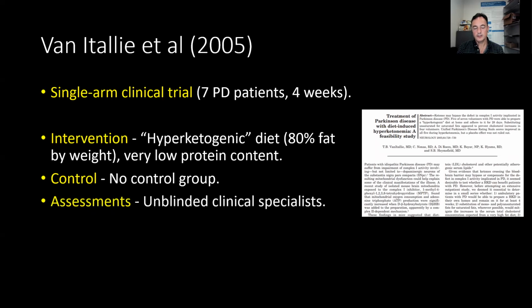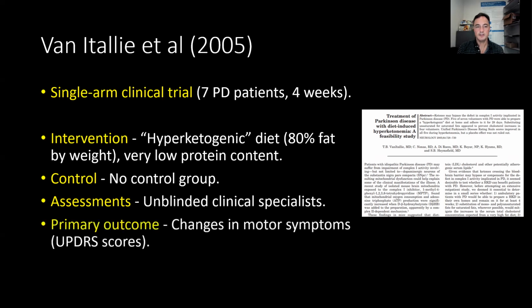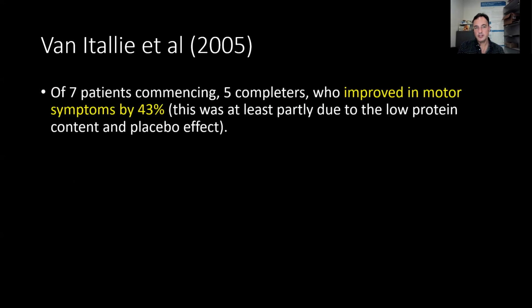And the team acknowledged both of these things. So the assessments were done by unblinded movement disorder specialists, and the primary outcome changes were changes in motor symptoms using the clinically validated UPDRS scale. Of the 7 patients commencing, 5 people completed the 4 weeks, and the average improvement in motor symptoms was 43%. That sounds pretty good. However, we do have to remember those 2 severe limitations.